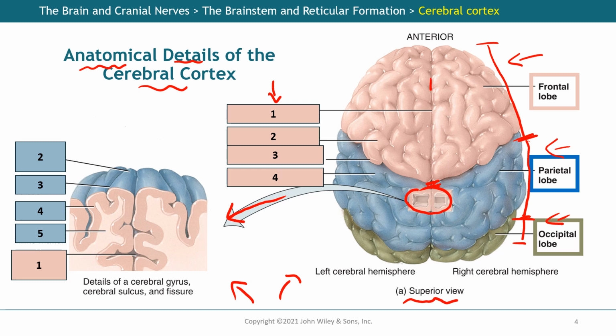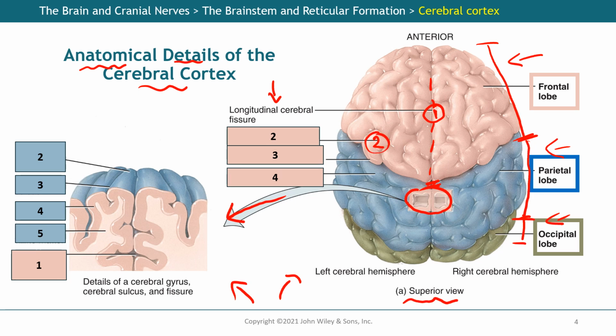So here, if you see, we have a deep groove. In number one, we have a groove going in a longitudinal direction. So this will be called the longitudinal cerebral fissure, because it's a deep groove. Then number two, here you have an elevation. So this will be a gyrus.